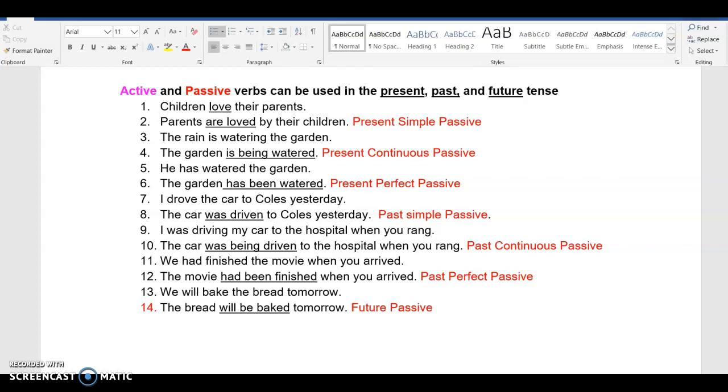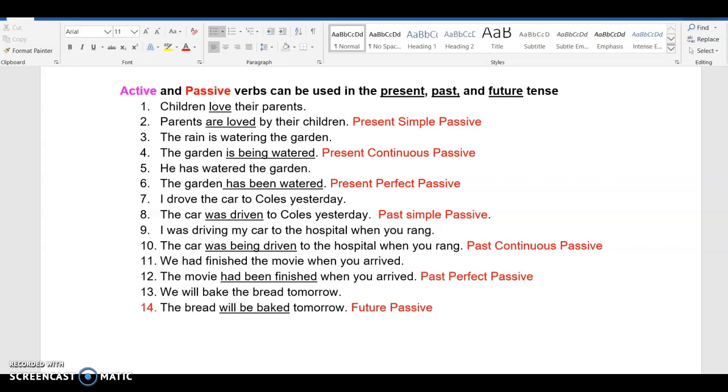Let's look at number 5. He has watered the garden. Let's look for the verb. Has watered. The subject, he. Who is doing the verb? He is doing the verb. So the subject is doing the verb. So this is an active verb sentence. And we know has watered. This is a present perfect verb.